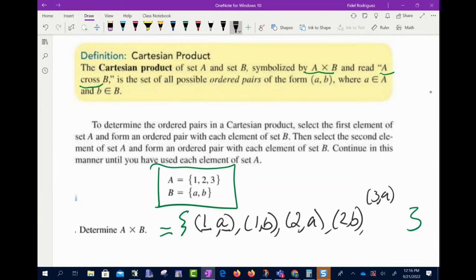We're going to go 3 in A, and I'm kind of running out of room here, so I had to shove that guy in there, and 3 in B. And we made every possible pair that we can make where the first spot is a number in A, and the second spot is a letter in B. So in A cross B, the first spots always have to be parts of the set A, and the second spots always have to be elements in the set B, okay?